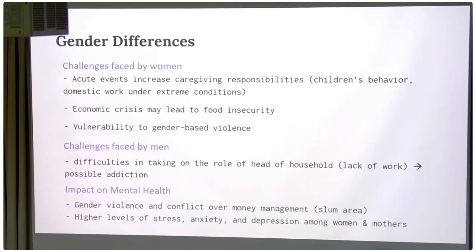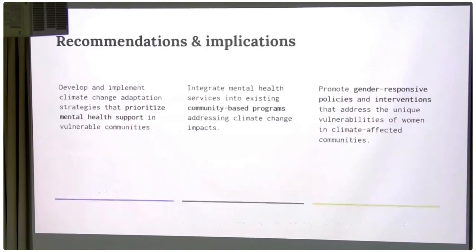And for the men, it's also really difficult because in the slums, they're not able to have work and they're really poor. So for the men, there is a lot of addiction, drug addiction in the slum. So a lot of conflict and gender violence about the money. How do you manage the money of the household?